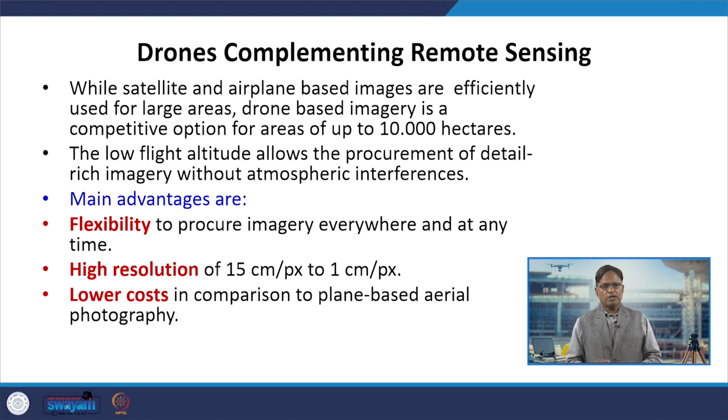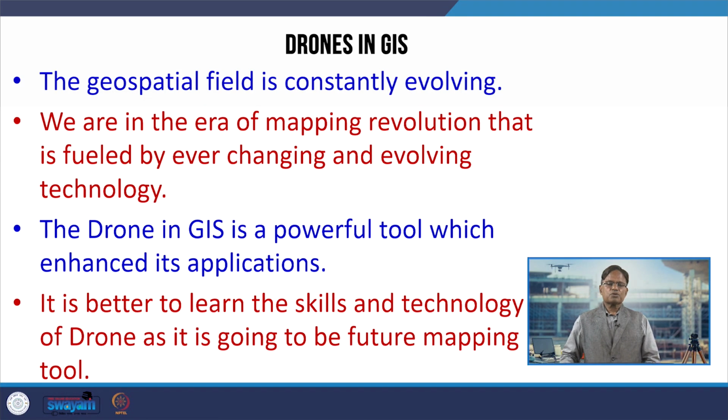So, the main advantages of drone photogrammetric images are flexibility. We can procure the image everywhere at any given time. As and when required, we can send the drone and collect the data. We get very high resolution data which otherwise is not possible. And finally, the lower cost: in comparison to traditional aerial photogrammetry, we get a lower cost of data collection and data analysis also.